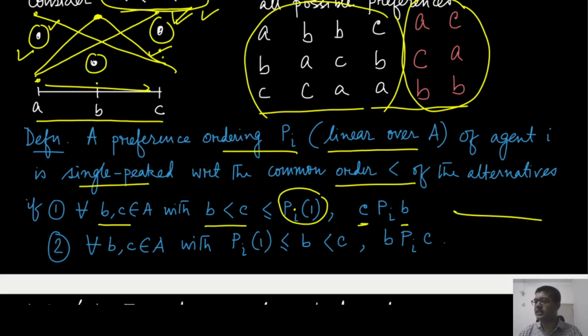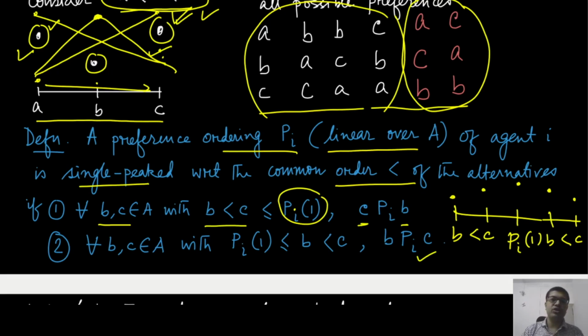So what it says is that you have Pi1, which is the topmost alternative for player 1, and B and C are ordered in this way. C is here, B is here. So then C must be more preferred than B. So that is one of the restrictions of single peak preference. Similarly, if the peak lies on the left hand side and B is still less than C, then it must be the case that B is more preferred than C. So this is the second condition. So that is the formal definition of a single peak preference.